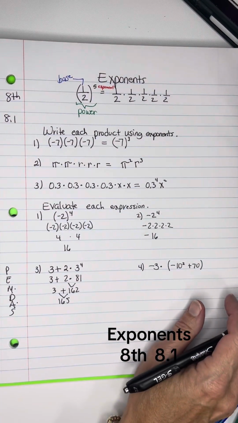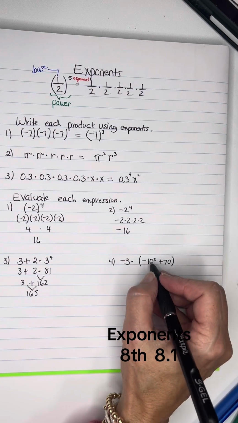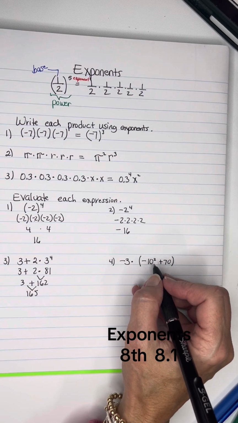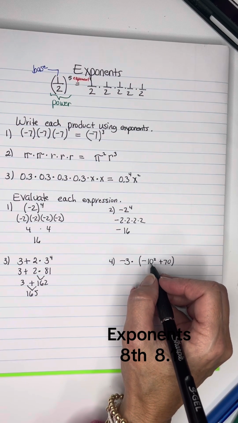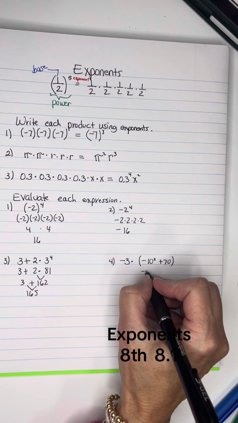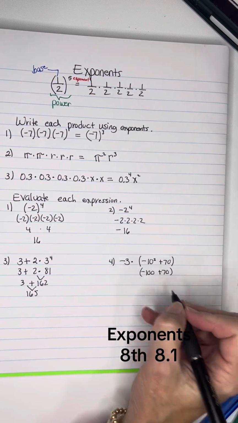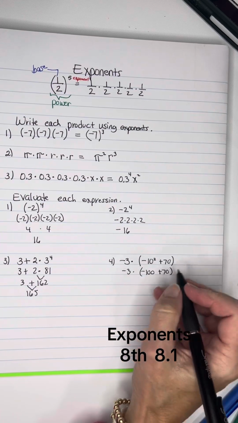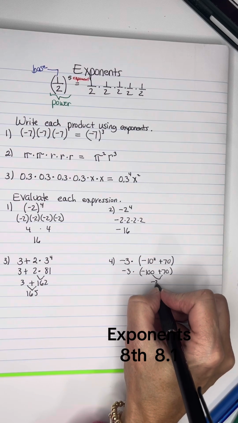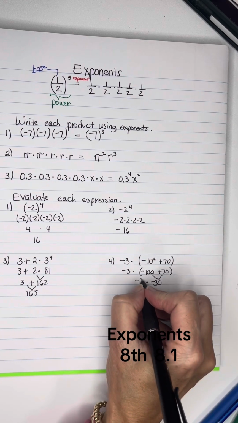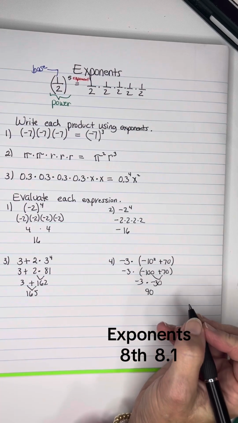Okay? And then here, on this problem, we do have parentheses, but we have exponents inside the parentheses, so we have to do that first. And do you see how there is no negative with that 10? All right, so that means I'm going to have a -100, 10 times 10 is 100, plus 70 in parentheses. So negative 100 plus 70 is a -30. And then I have -3 that needs to be multiplied by -30, so that is going to be a positive 90.